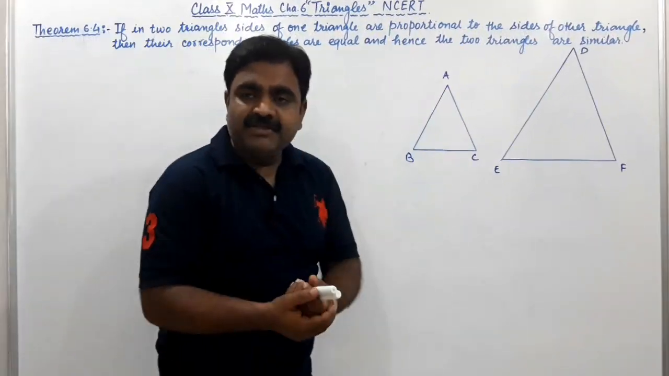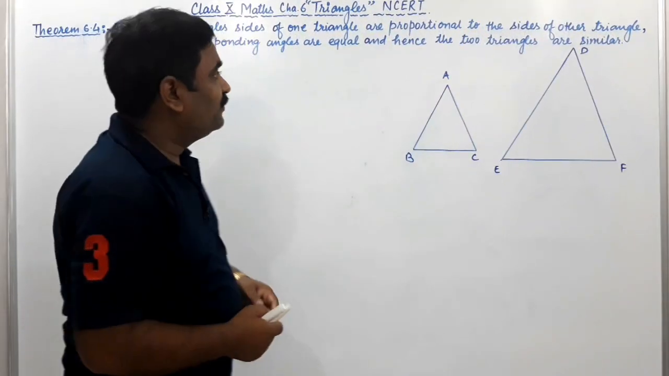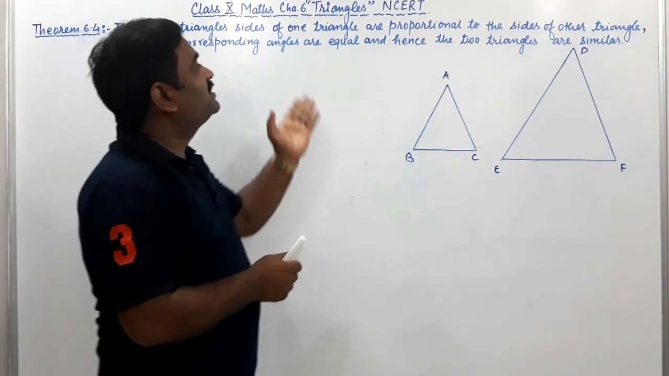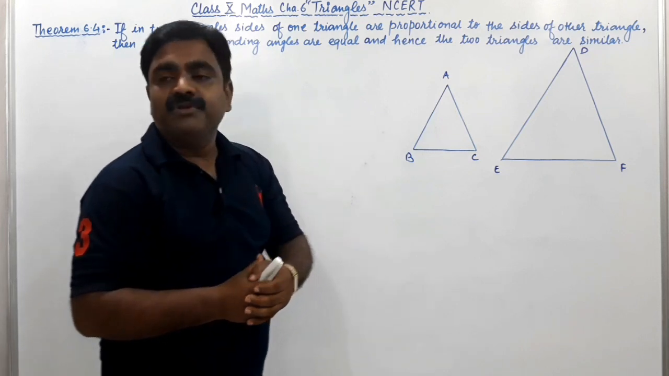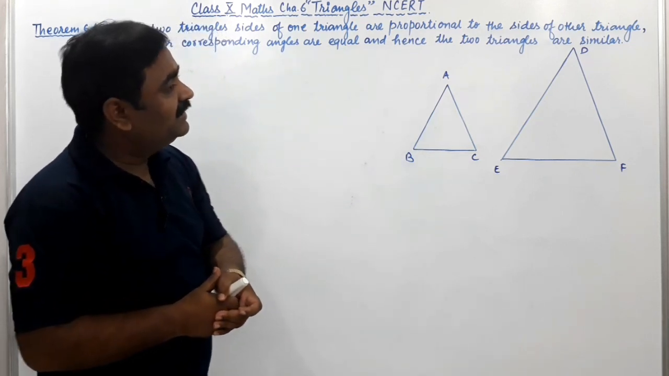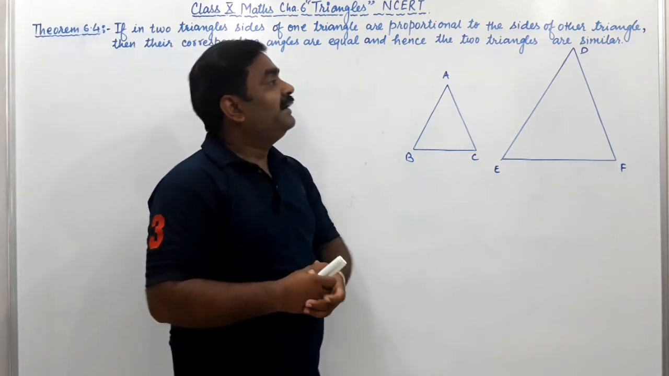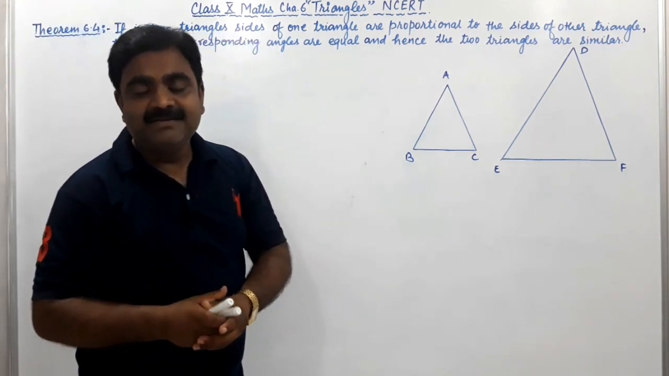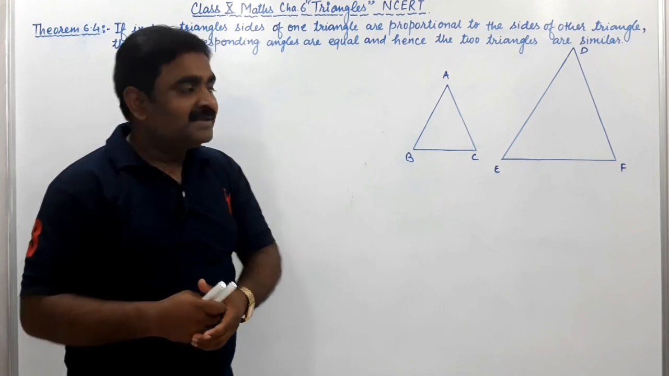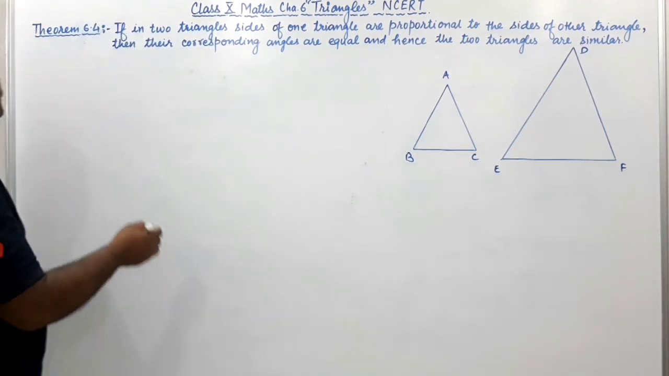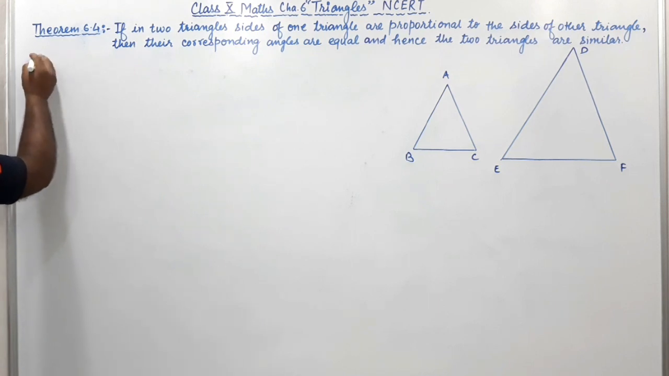Okay friends, let's see Theorem 6.4. In this it is given: if in two triangles, sides of one triangle are proportional to the sides of the other triangle, then their corresponding angles are equal and hence the two triangles are similar, right friends? Okay, so here two triangles are given. The things which are given, we need to write.